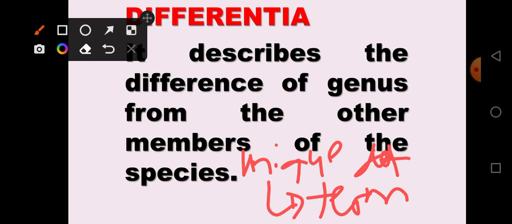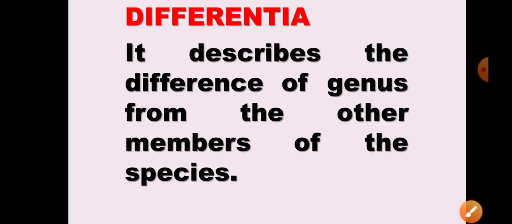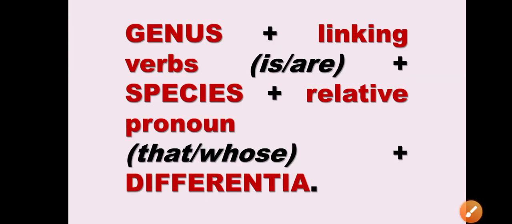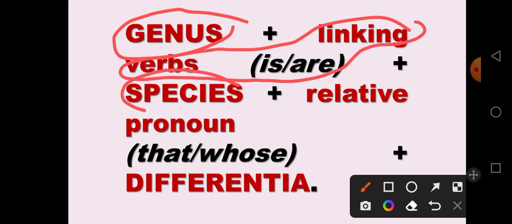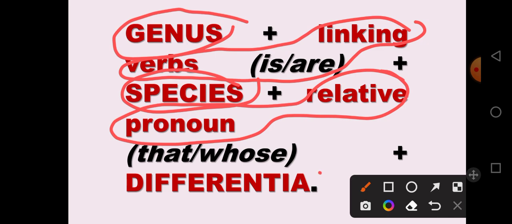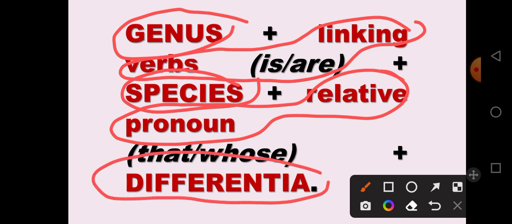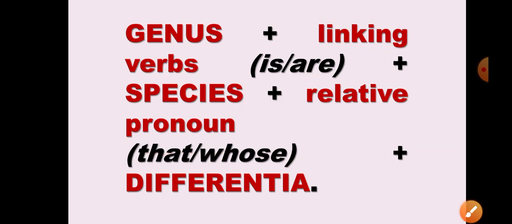Class, with these elements of the definition of terms written using the sentence definition, we can generate our format on how we can write the sentence definition of our definition of terms. And it goes like this. First, indicate the genus, followed by the linking verb, followed by the species, and then the relative pronoun, and then right after, the differentia. So this is our format in writing the definition of terms using the sentence definition. In our next video presentation, we will be discussing the second and other guidelines on how to properly write the definition of terms.